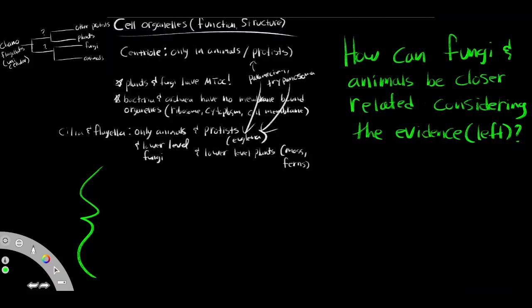They're in its own separate clade. So why are animals and protists so far away from each other when they actually both have a centriole? Isn't that kind of odd? Another thing for you to focus on is plants and fungi. Plants and fungi have MTOCs functioning in a particular way, very different than how animals and protists do.